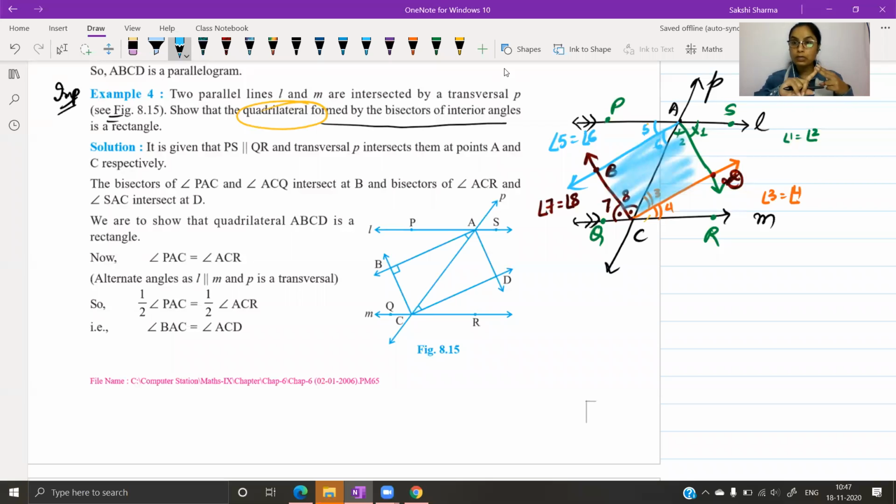दैट टू प्रॉपर्टीज कंबाइंड टुगेदर मेक योर क्वाड्रिलेटरल रेक्टेंगल. दूसरा ऑप्शन हमारे पास ये है कि हम इस क्वाड्रिलेटरल के चारों एंगल्स को 90 प्रूव कर दें. If we can prove that each of the four angles in this particular quadrilateral is 90 degrees in measure, then we can call it a rectangle.